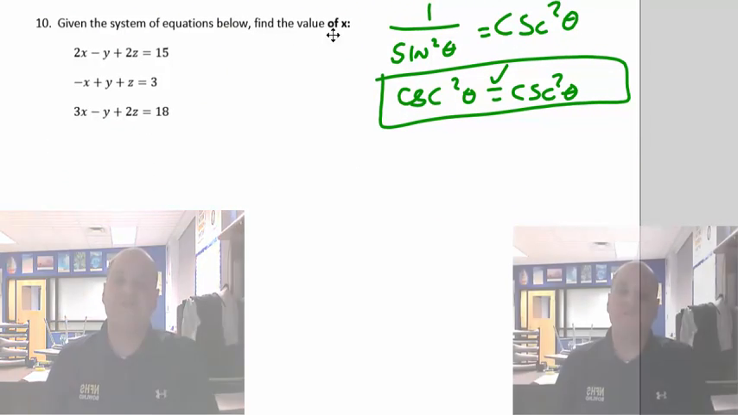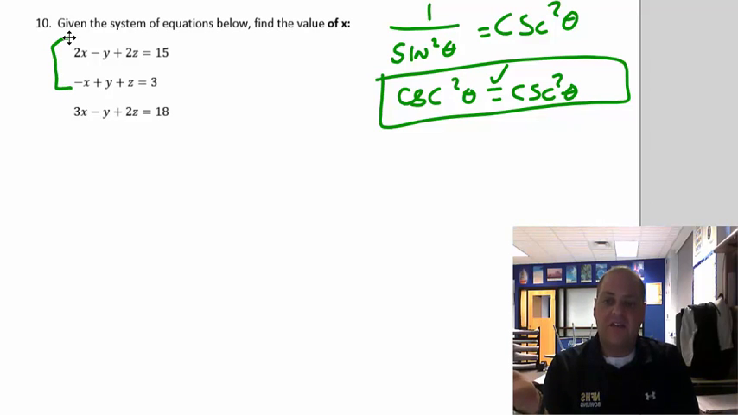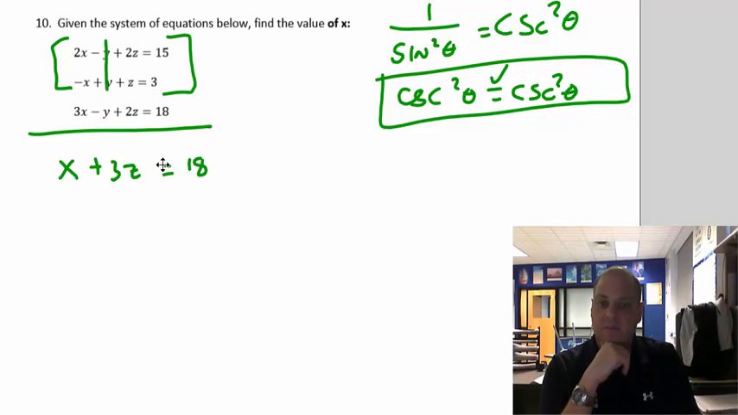Given the system of equations, find the value of x. The way this is set up, there are a million different ways to do it. You may have done it differently, but this one's pretty straightforward. I got negative y, positive y, negative y. I wouldn't do any multiplying. You don't need to. If you combine these two equations, you get x, and then y drops out, and you get 3z, and you get 18.